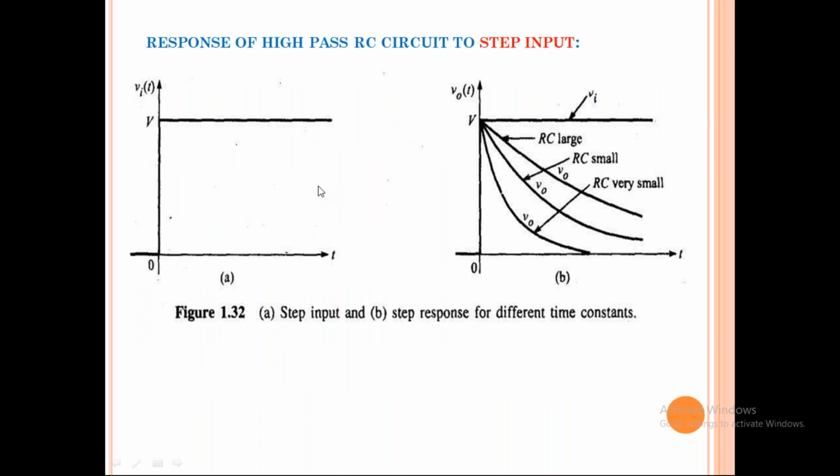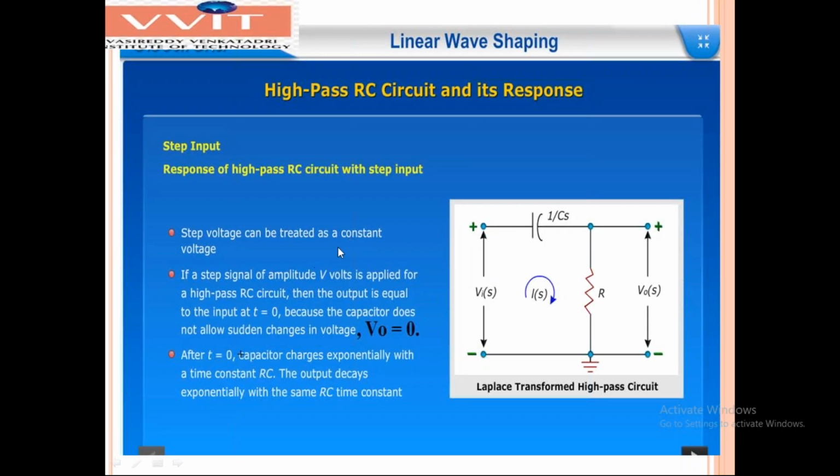And next one, the response of the high pass circuit to a step input. This is the step input applied to the high pass circuit. What are the responses for different time constants? RC is large, RC is small, and RC is very small conditions. For these conditions, I am initially explaining: step voltage can be treated as constant voltage for t greater than 0. Initially the capacitor is uncharged. At t equal to 0, the capacitor does not allow a sudden change, so the voltage across the capacitor will be 0. Then at t equal to 0 minus, the output voltage also will be 0.